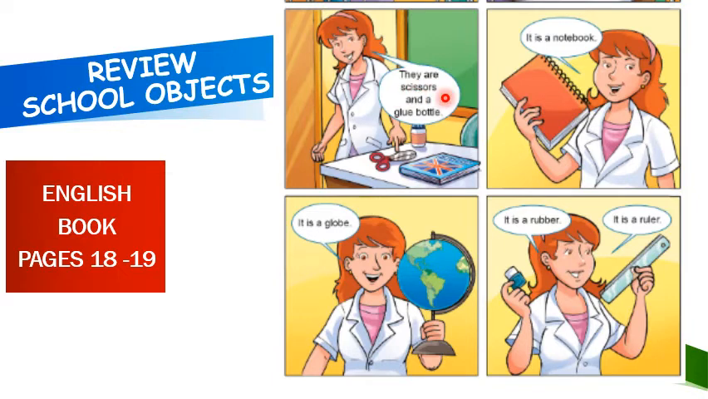One more time, repeat. Scissors, glue bottle. They are scissors and the glue bottle. Great, they are scissors and the glue bottle. Repeat, it is a notebook. It is a notebook. Excellent. It is a globe. Repeat, it is a globe. Great. It is a rubber. Great. It is a ruler. Excellent, students. Parabéns.